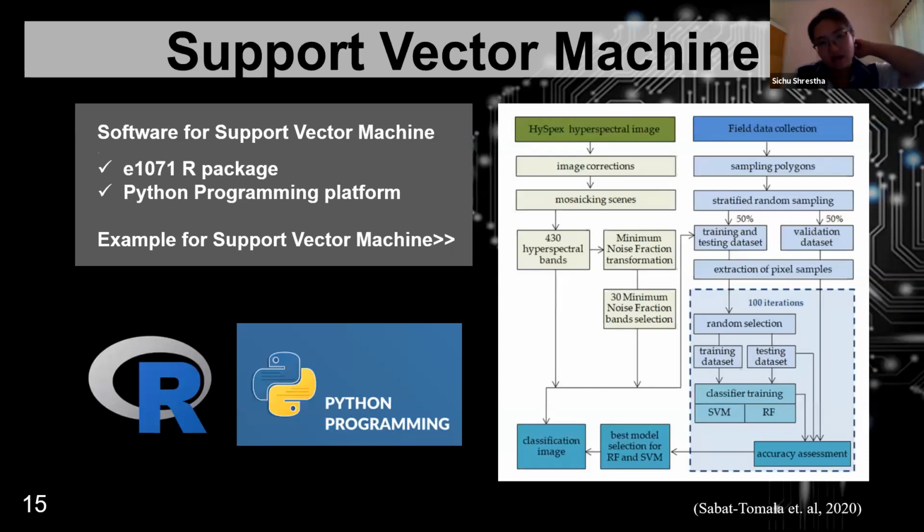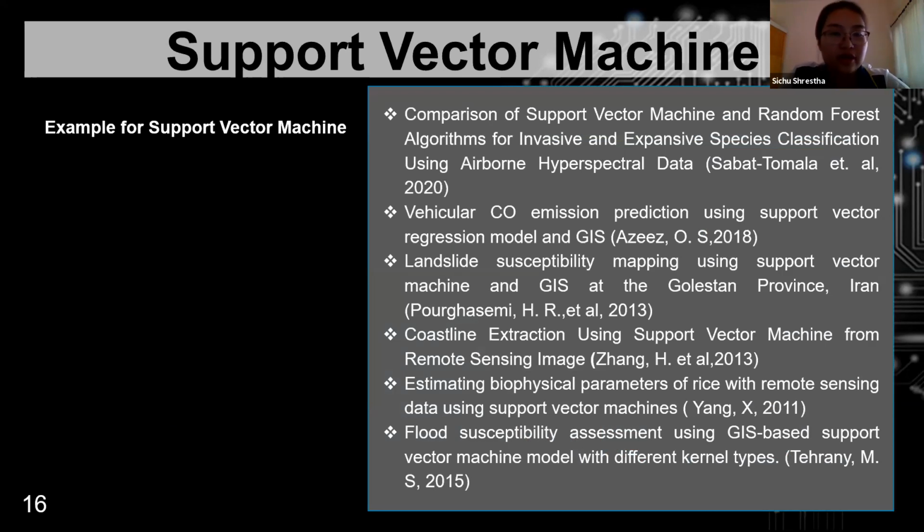So the software for SVM is an R package, the same, and Python, and the right figure is an example from a paper on support vector machines. Okay, and for applications of support vector machine with GIS, there is a comparison of support vector machine and random forest algorithms for invasive and expansive species spatial classification using airborne hyperspectral data, and vehicular carbon monoxide emission prediction using a support vector regression model and GIS.